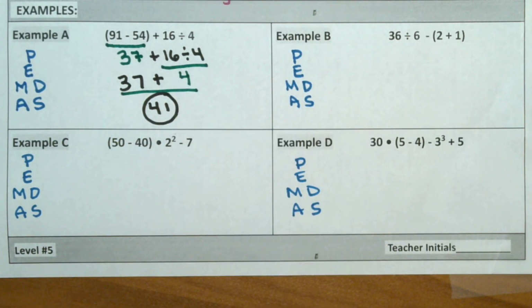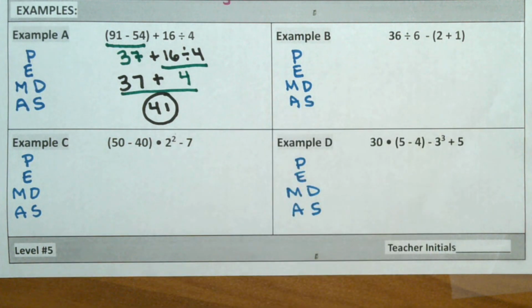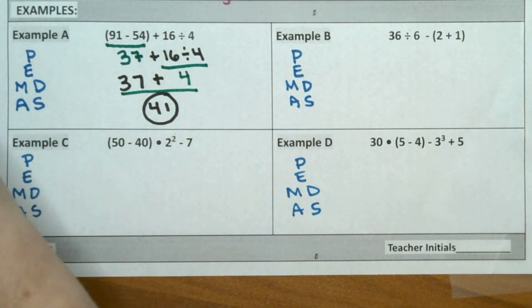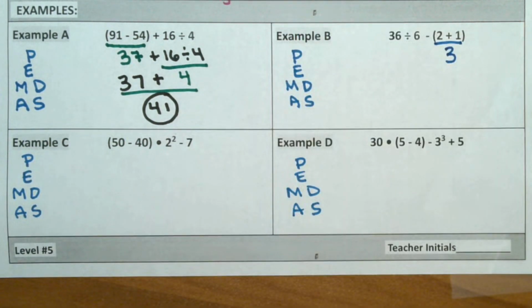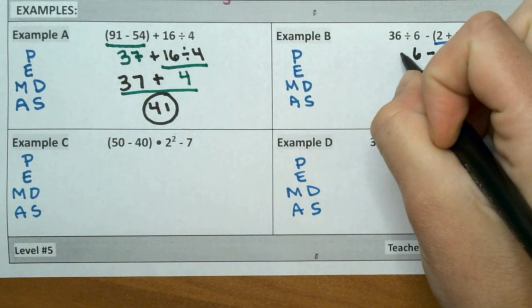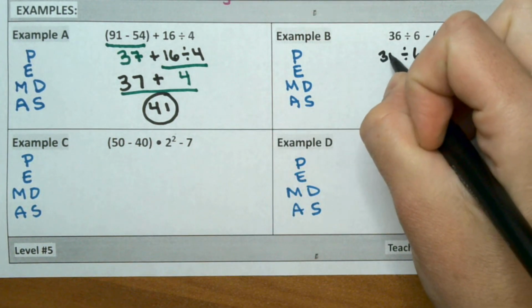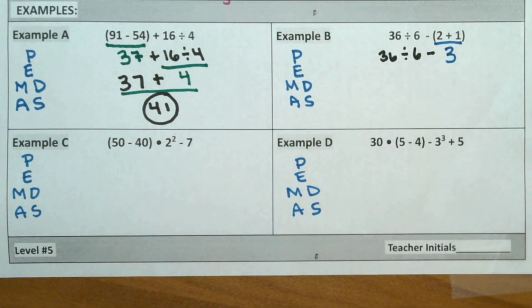Pause the video and complete example B. When you're finished, come back to the video. For example B, this should have been your first step, 2 plus 1. I want you to check, did you bring everything down super neat and organized? In your second row, you should have 36 divided by 6 minus 3.